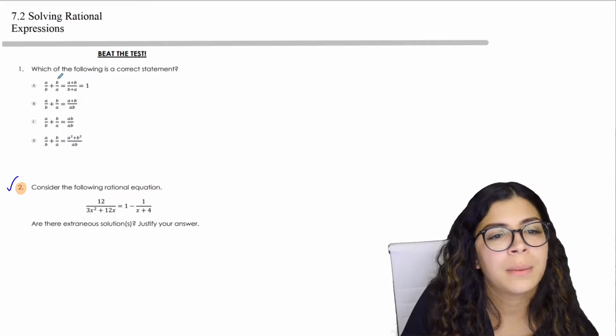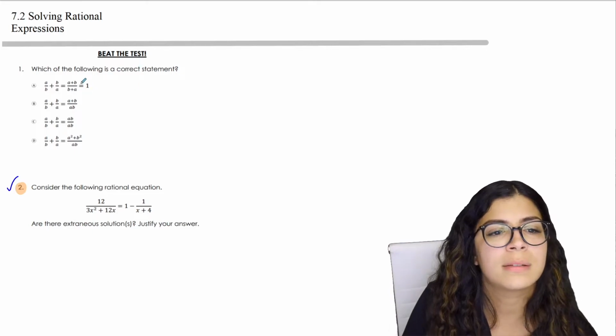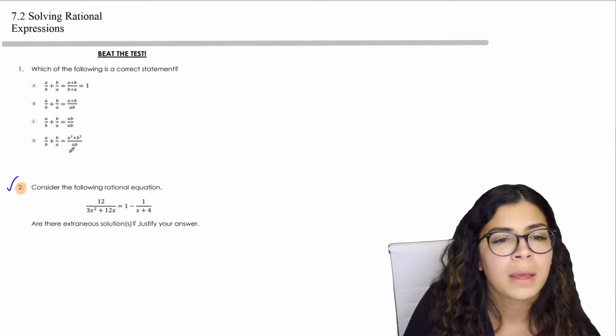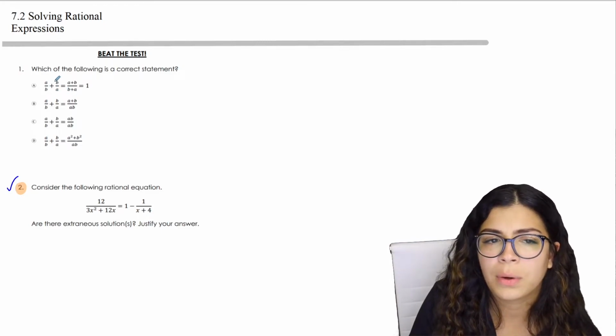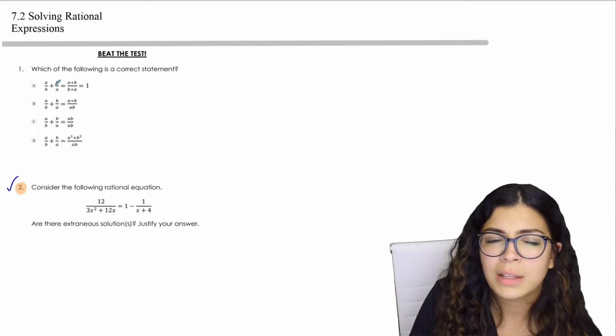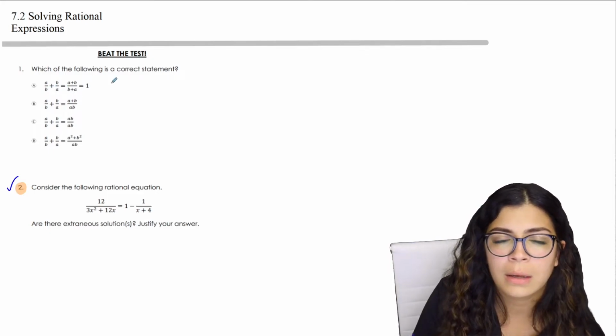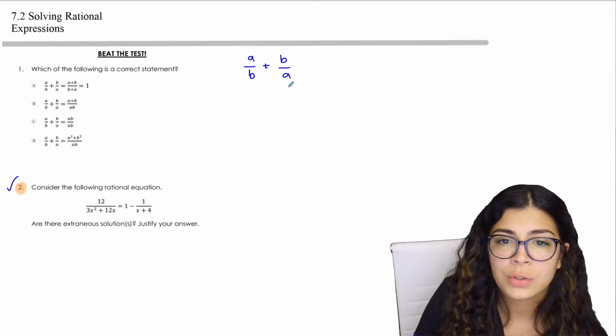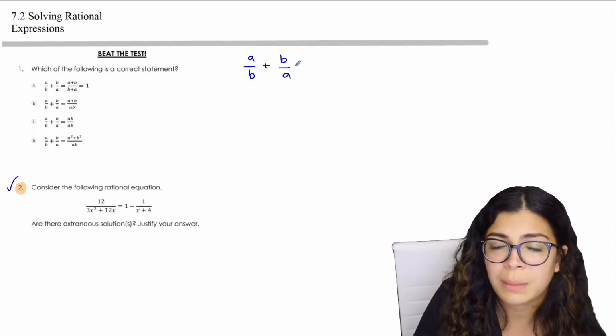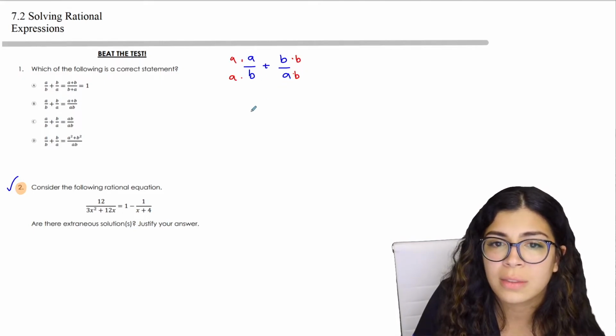So we have a problem here, and it asks which of these is the correct statement, right? Now notice that here they are adding top plus top over bottom times bottom. And you can't do that, right? In adding fractions, you need a common denominator. So the denominator here is b and the denominator here is a, which means I would need to multiply this by b and multiply this by a so that the denominators are the same.